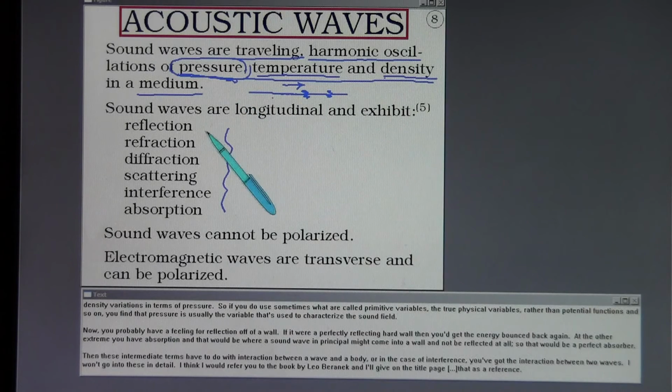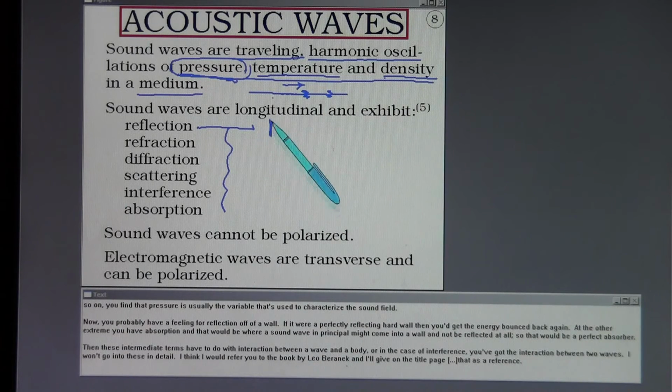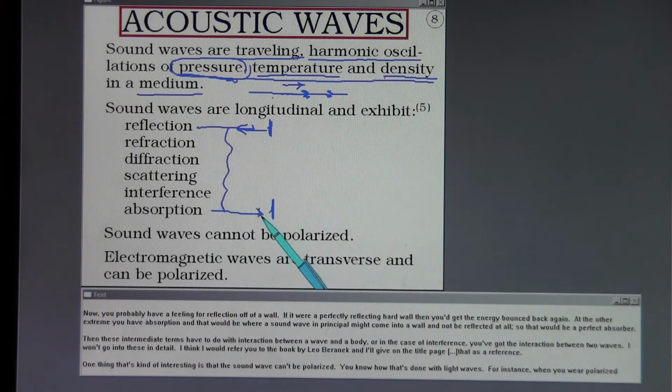Now, you probably have a feeling for reflection off of a wall. If it were a perfectly reflecting hard wall, then you'd get the energy bounce back again. At the other extreme, you have absorption, and that would be where a sound wave in principle might come into a wall and not be reflected at all. So that would be a perfect absorber.